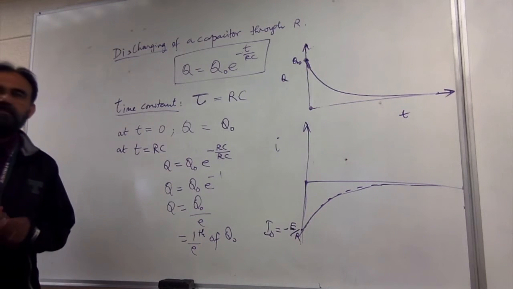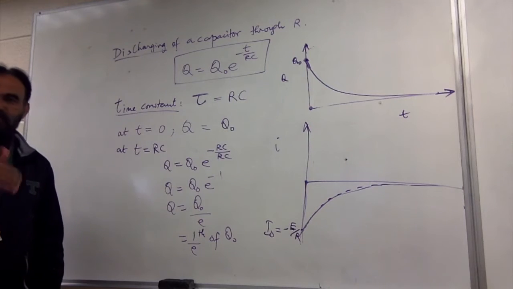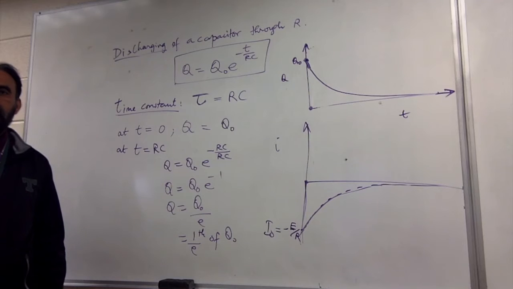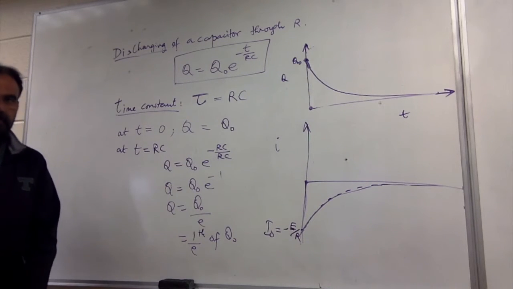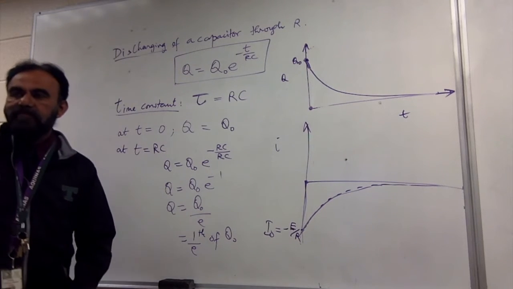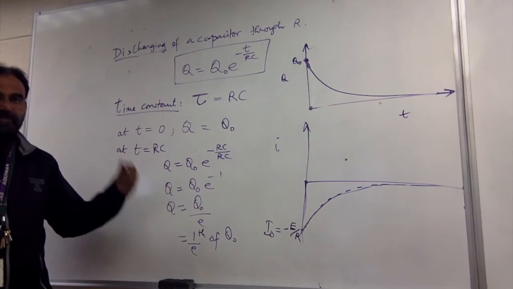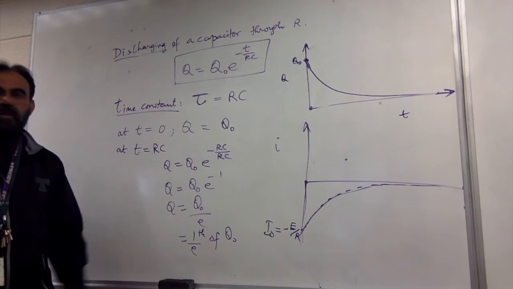One eth. Like 1/3, 1/4, 1/eth. What is e? 2.702, something like that, right? If you type in e to the power of 1 on your calculator, it will tell you what it is. 2.718, something. So the charge after one time constant is going to be 1/eth of Q naught.